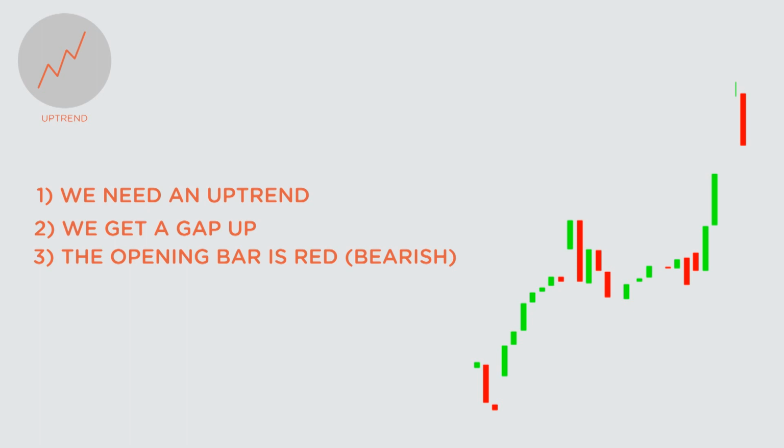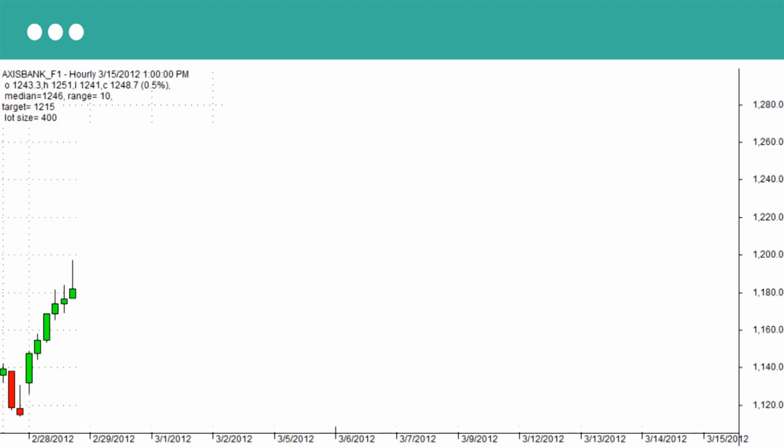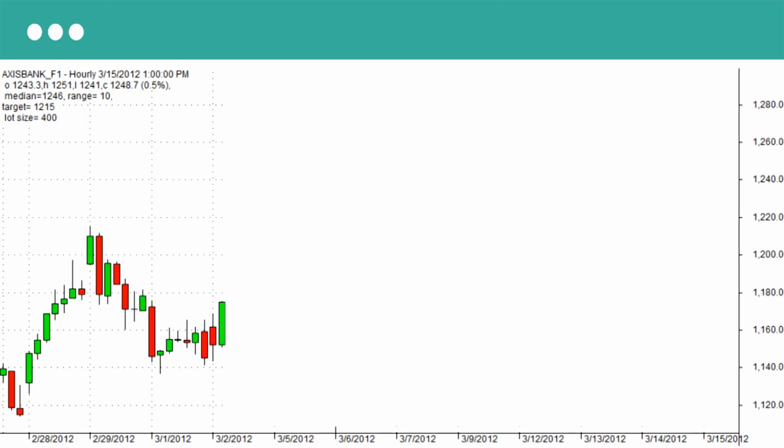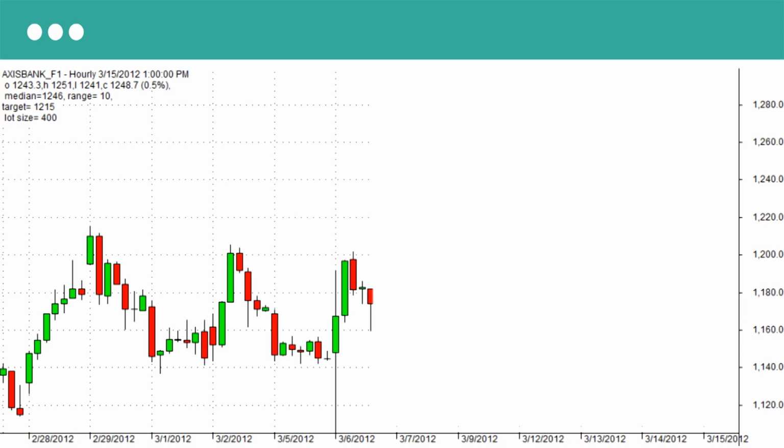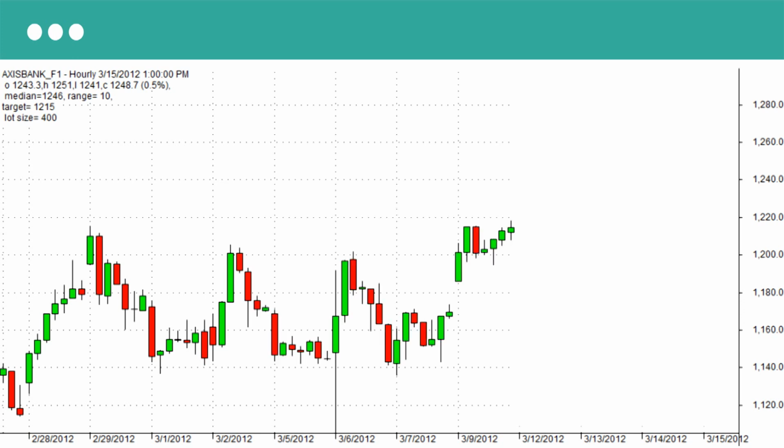I'd also like to define what a gap is at this point. A gap is simply when the opening bar is far away from the previous day's close. Okay, so we already know what the setup is. Let's see some real examples. You will notice 3 things in this chart. One, Axis Bank is in an uptrend. Second, the opening bar is a gap and the bar is red. Now what followed was a swift fall.